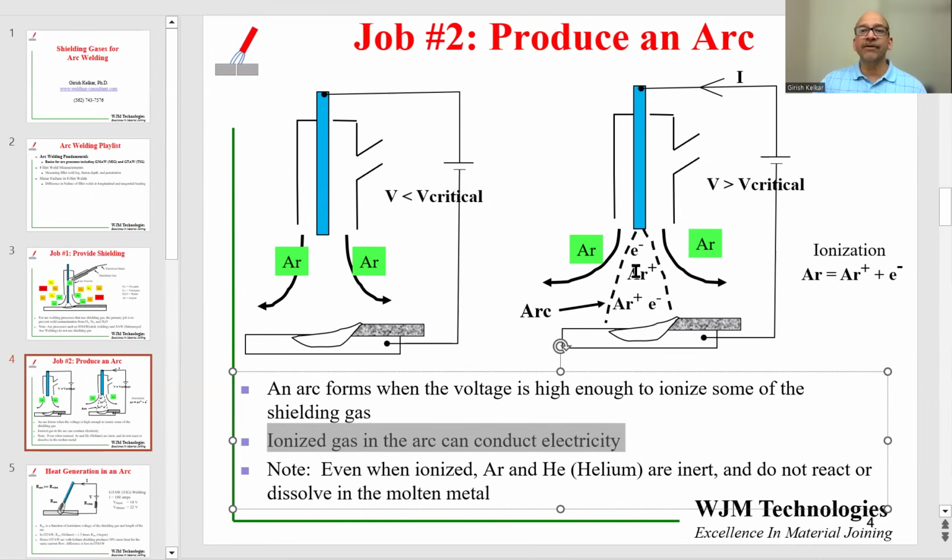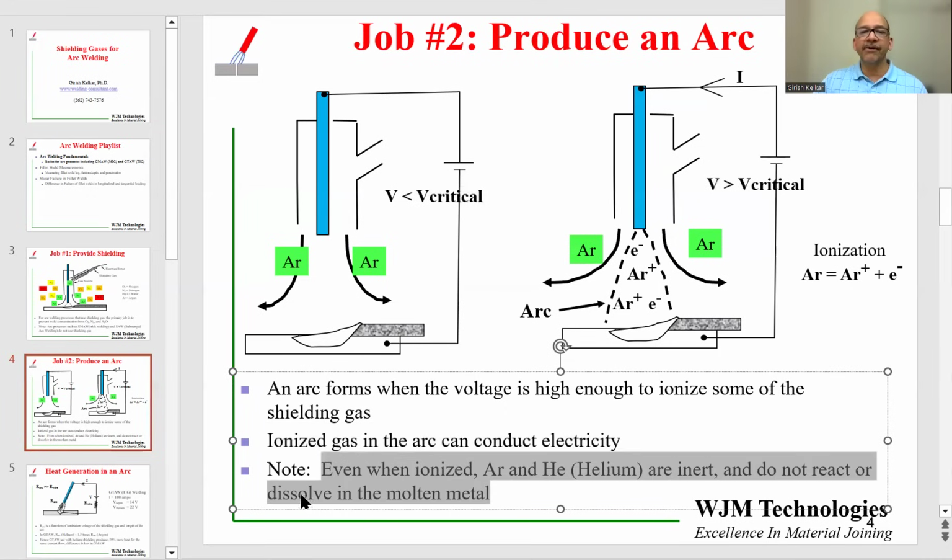The main reason for the arc to form is that it is the only way electricity can be conducted from the electrode to the part. Keep in mind that argon, or helium, which is another of those inert shielding gases commonly used, even when ionized, do not actually react with the molten metal, or dissolve in the molten metal. So even though they are physically there, they do not participate in any way with the fusion process. Their only job is to create the arc, which will generate the heat to melt the metal.